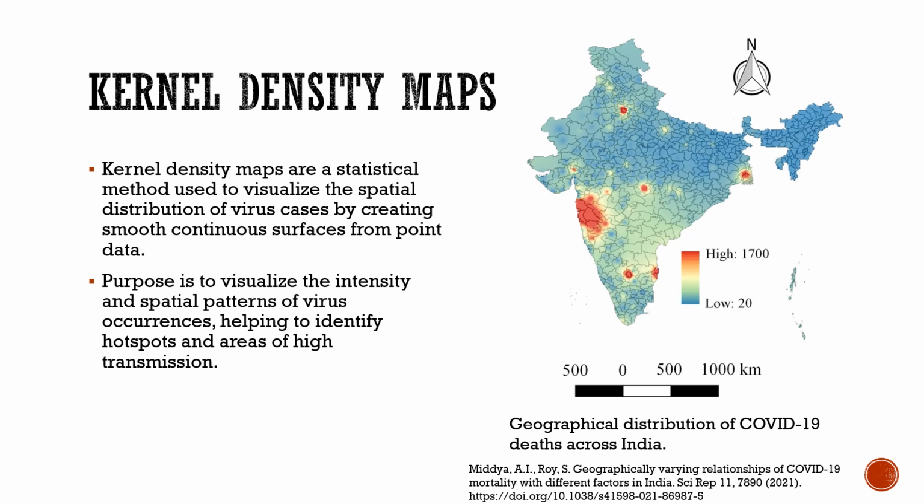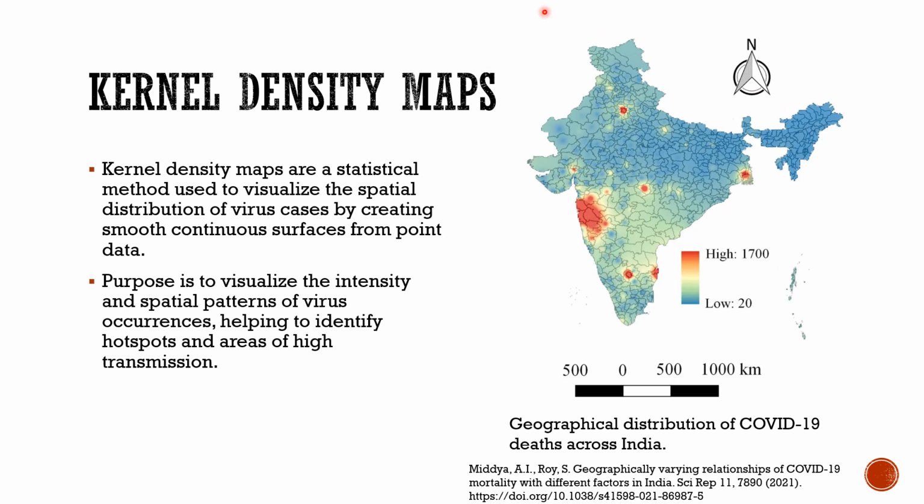Kernel density maps are statistical methods used to visualize the spatial distribution of virus cases by creating smooth continuous surfaces from point data. The purpose is to visualize the intensity and spatial patterns of virus occurrences, helping to identify hotspots and areas of high transmission.